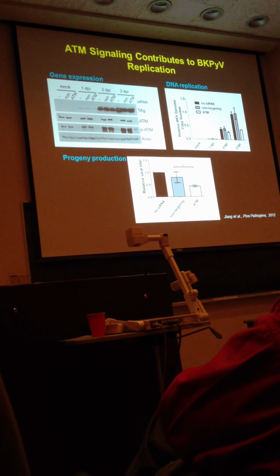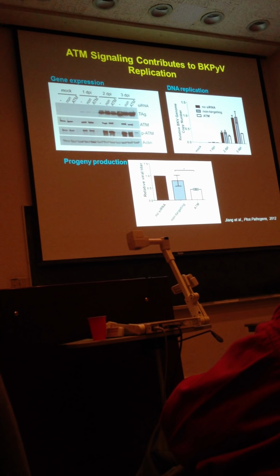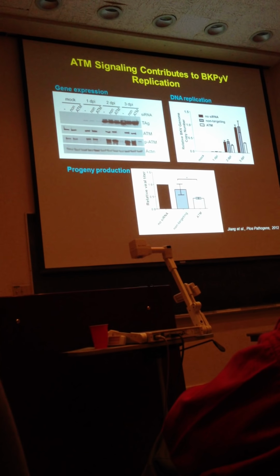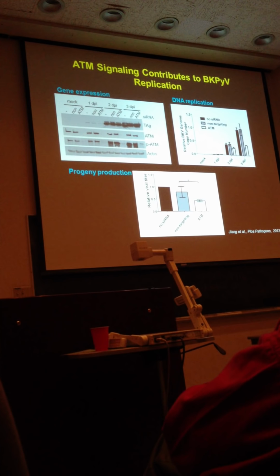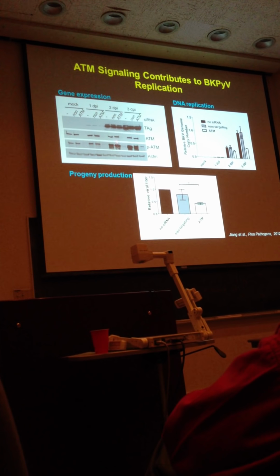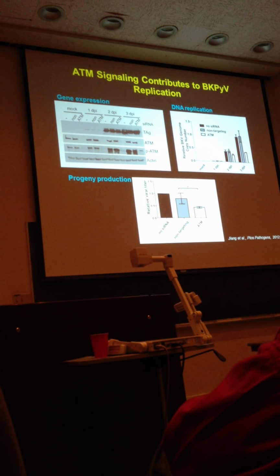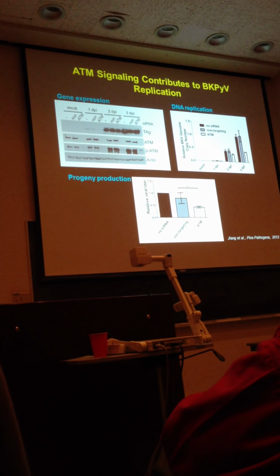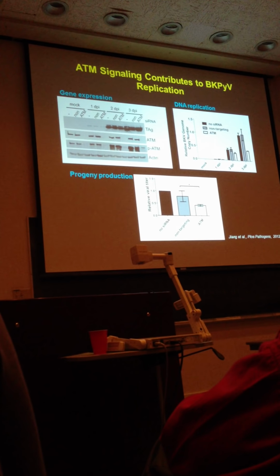When we use these knockdown cells and then infect them on top of that, what we found is that the absence of ATM didn't really affect early gene expression. You can see that the T antigen level is fairly similar between either the no siRNA control or the non-targeting siRNA control over a 3-day time course.